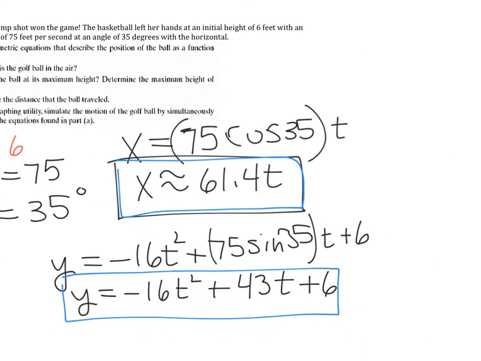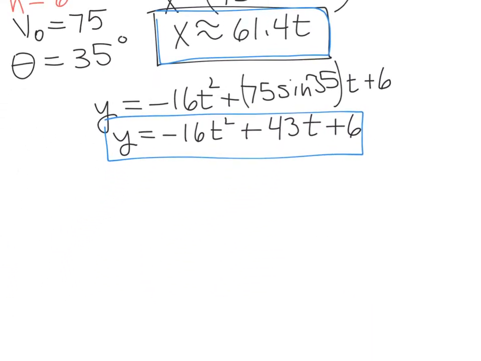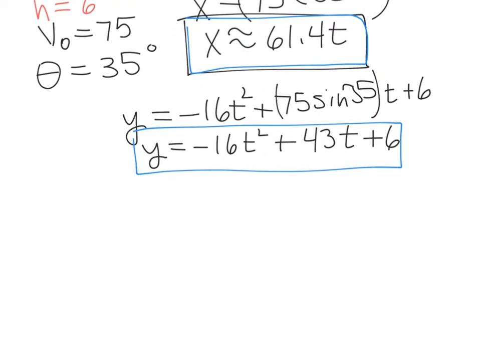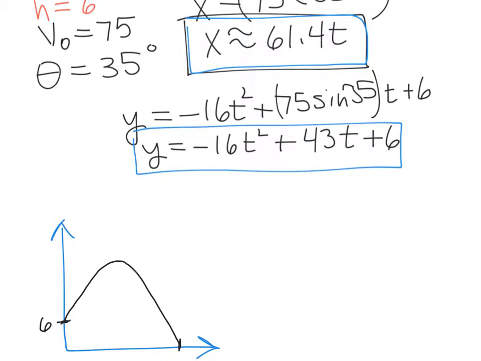Okay, so now that we have those, I'm going to scoot this up a little bit. I'm so visual. For me, it's really nice to see this graph. She throws the ball, it goes up, up, up, and then it eventually lands. So that initial height is 6. We need a vertex, and we need where this thing lands. And we're going to use time to get that important information.